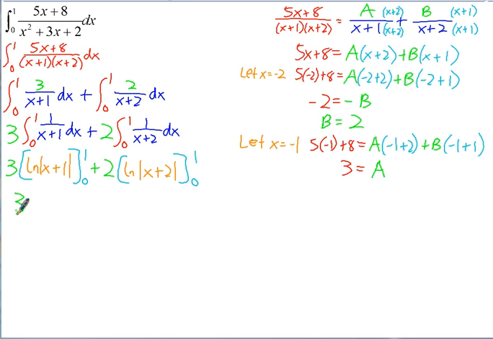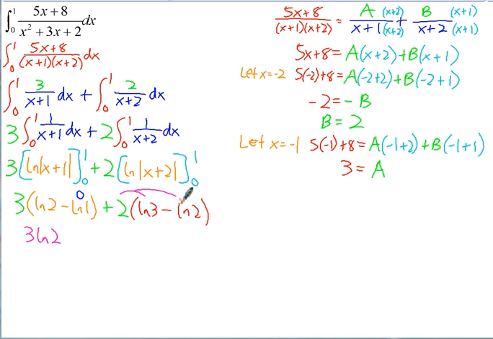So we have 3. When you plug in 1, that's going to be the natural log of 1 + 1, which is 2. The absolute value of 2 stays 2. Minus, when you substitute in 0, that's going to be the natural log of 1. Plus 2. When you substitute in 1, you get the natural log of 3. Minus, when you substitute in 0, you get the natural log of 2. Now let's try to simplify this further. Well, the first thing, hopefully you notice, one of these we can evaluate easily. The natural log of 1 is just 0. So that goes away, and all we're left with is 3 times the natural log of 2.